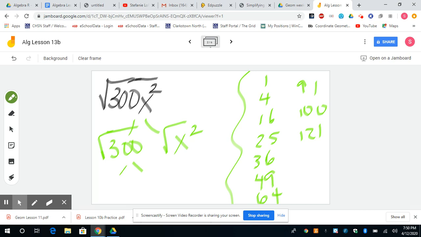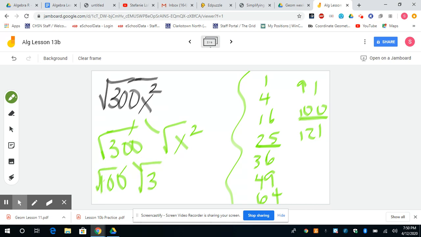So maybe like 25 can go into 300, right? If you think about like money, like quarters. But the biggest one here would be 100, right? And then what two numbers make 300? 100 times 3. Okay, these are still both under radicals, right?